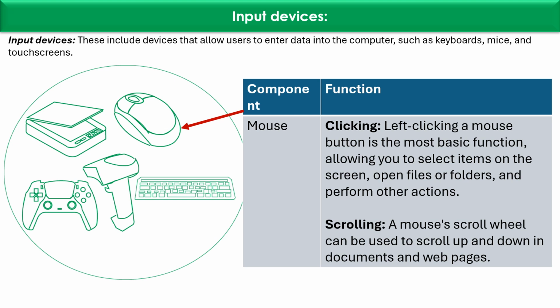Another input device is a mouse. A mouse is an input device that allows users to enter data into the computer, as we have already mentioned in the previous slide. But here we are looking at what a mouse is. A mouse is a clicking device that you can use to click, select, or copy and drop files wherever you want. So that is an example of a mouse and its specific function.